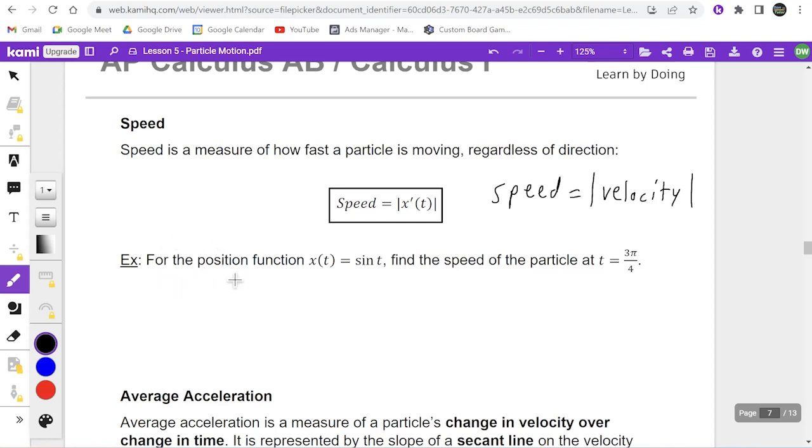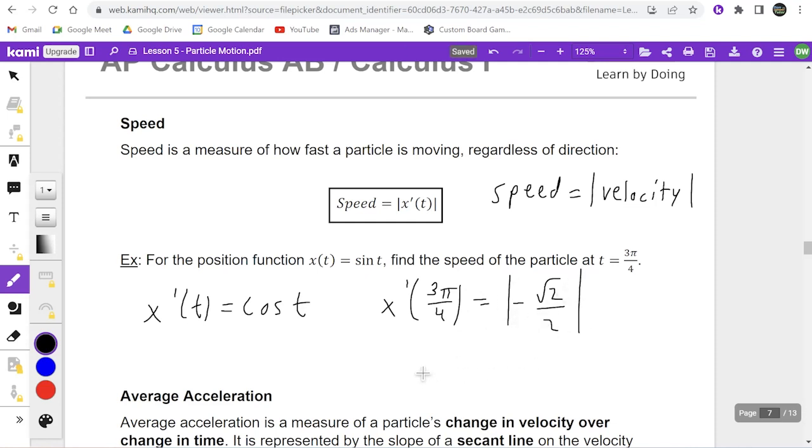So anyways, for the example, for the position function that we've been doing a million times, find the speed of the particle at t equals 3 pi over 4. So remember, x prime of t, the derivative, we have already done this a bunch of times. It's cosine t. If you look at 3 pi over 4, we already said it. We got, actually that's negative root 2 over 2, right, for the derivative. And so then all we got to do is say absolute value on that, and the speed is going to be root 2 over 2, positive. And there we go. There's our speed. Any questions there?